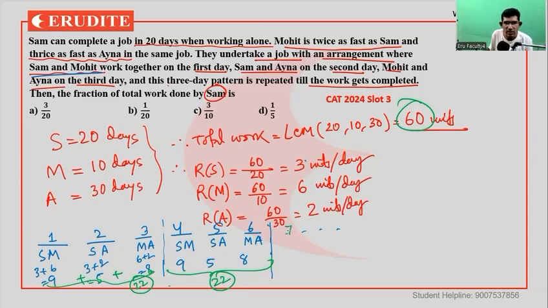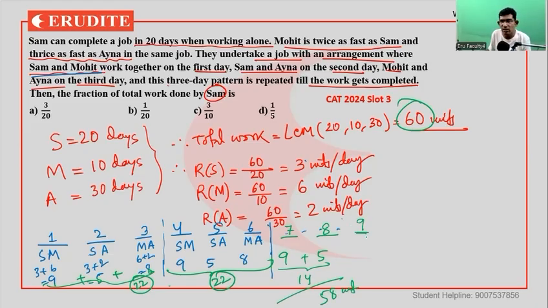So again, what will happen next, on the 7th day? 9 units will be done. On the 8th day, again, 5 units will be done. So in this case, 9 plus 5, 14. So 44 plus 14, so far 58 units are done. So in 8 days, 58 units are done.